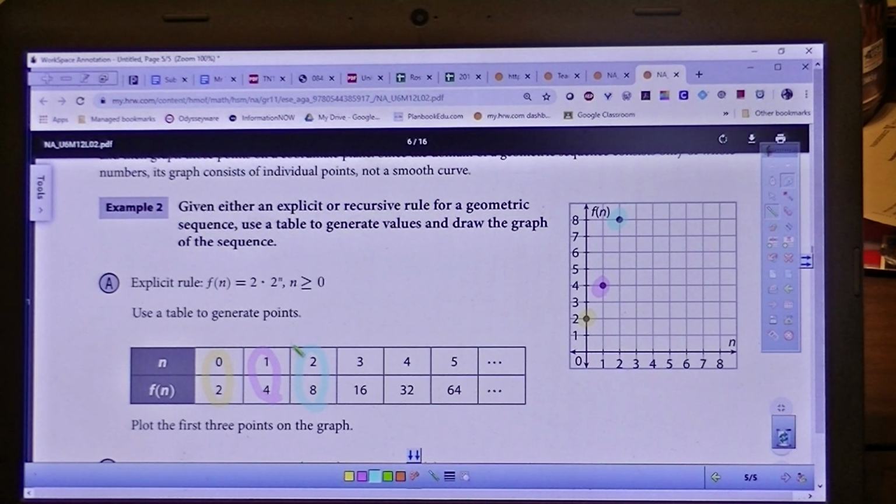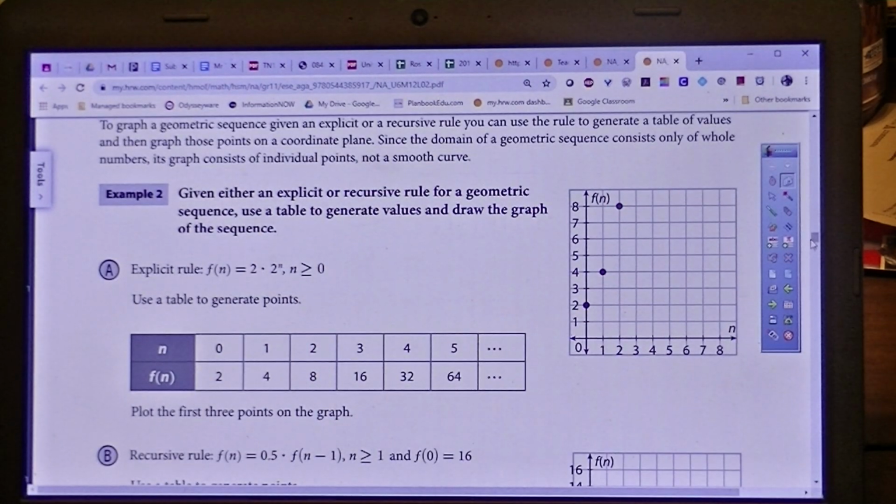And again, if I did not have this chart, I could take this equation and plug in a 0. Well, 2 to the 0 is 1, because anything to the 0 power is 1. So 1 times 2 is 2. Plug in a 1. 2 to the 1 is just 2, so 2 times 2 is 4. Plug in a 2, so 2 squared is 4, times 2 is 8. That's how this table is created. Or I could plug this part right here into y equals, and it would give me this table as well. So those are different ideas as far as the graphing is concerned.